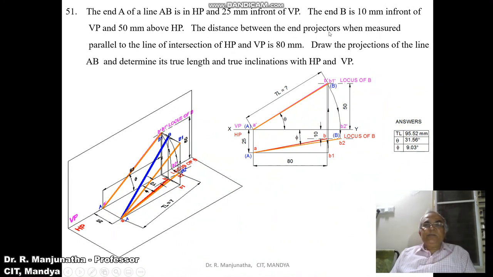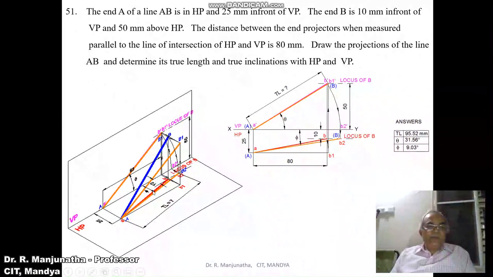The distance between the end projectors when measured parallel to the line of intersection of HP and VP is 80 mm. So we have one projector which is A and the other end projector which is B. So that is this distance. From this line to this line, you have the distance between the end projectors, which is 80 mm, which can be seen in the top view and also in the front view. So when you draw this, both will cut at this point and also at this point. So you have B dash and we have B.